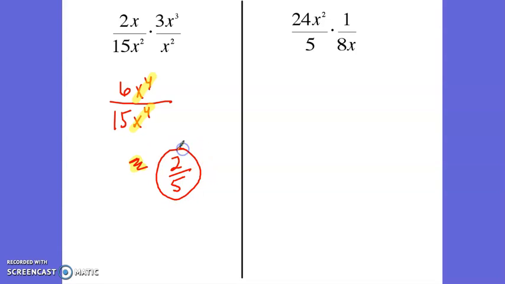And it just makes sense. We started with 4 x's on top and 4 x's on the bottom. All the x's basically cancel each other away, and we can simplify our numbers down to 2/5. Take a second, try that other fraction, and let's see if your answer matches mine.